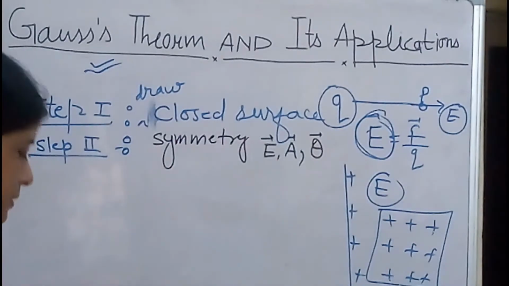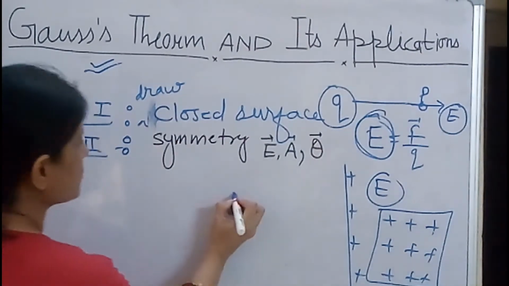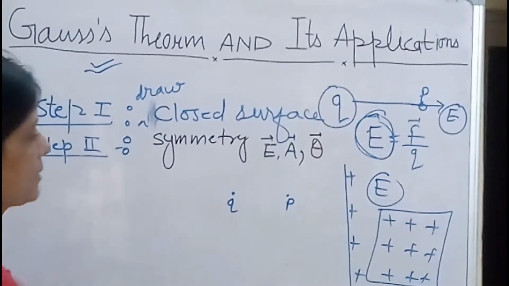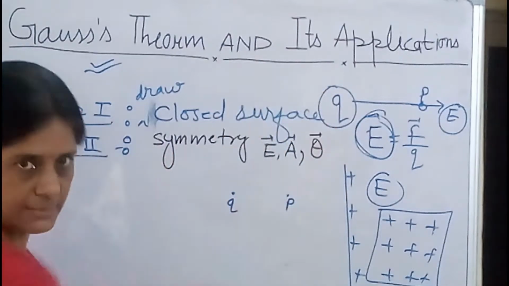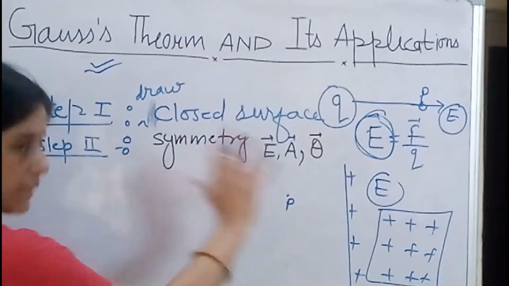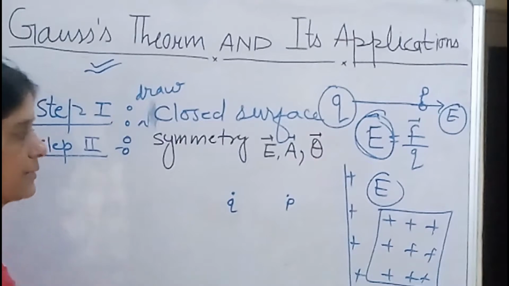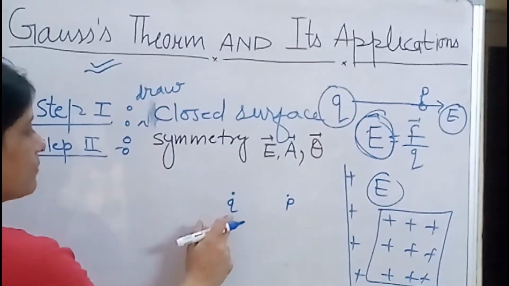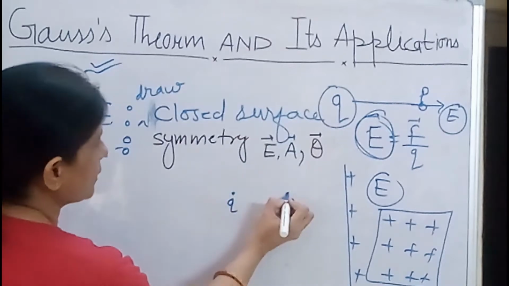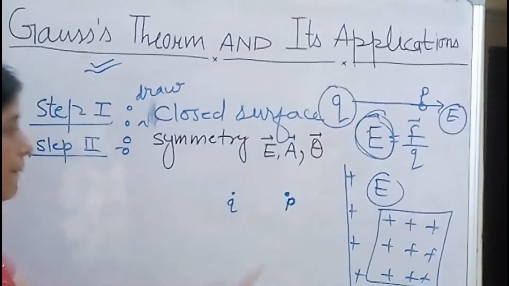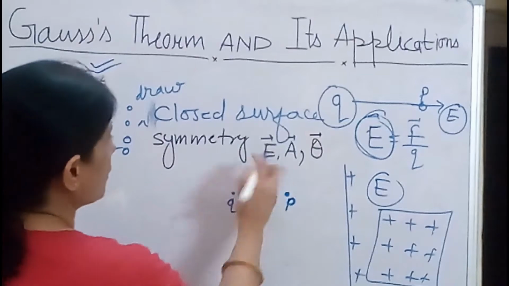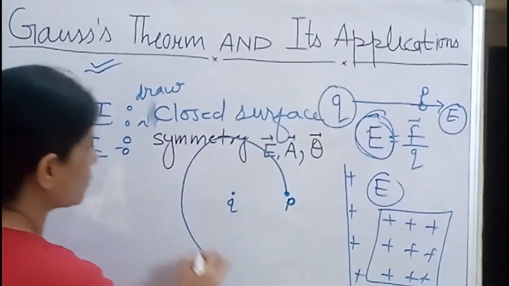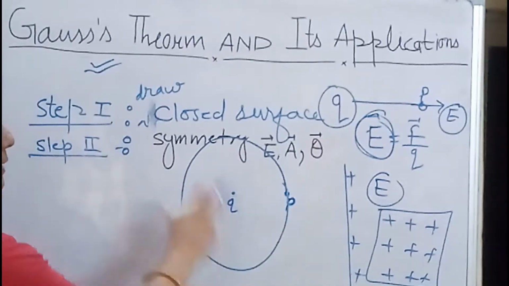Now let us discuss. Suppose we have a charge Q at a point P. We have to find the value of electric field intensity. So first we'll do the easy one. That is why we are taking a single charge first. Then we'll take multiple charges. So first, say we have a charge Q and we have to find the value of electric field intensity at a point P. So the first step is we have to draw one closed surface around the charge.